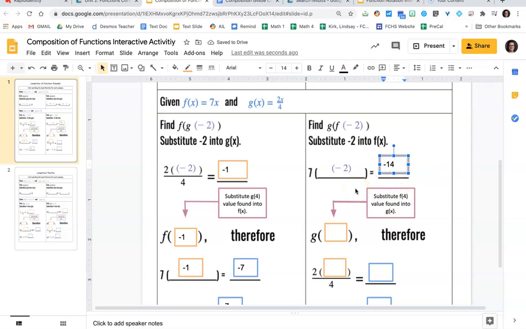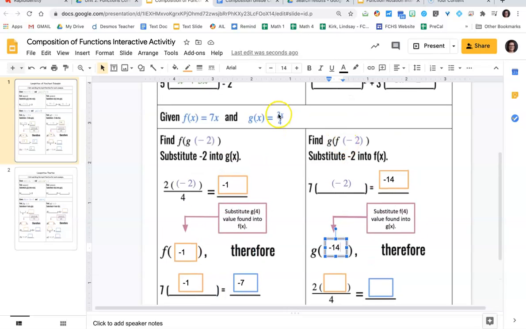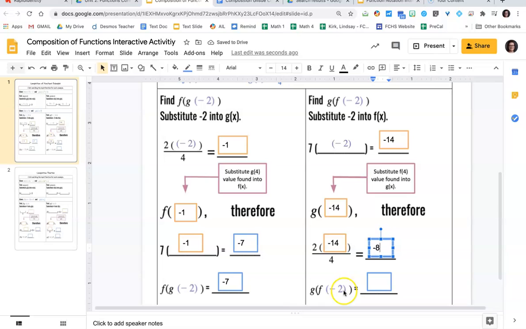Now, that negative 14 value, we're going to take and substitute into the g function. That g function, if you remember, was 2x over 4. So we take that x out and put in negative 14. 2 times negative 14 is going to give me negative 28, and negative 28 divided by 4 is negative 8. So my final evaluation for g of f of negative 2 is negative 8.